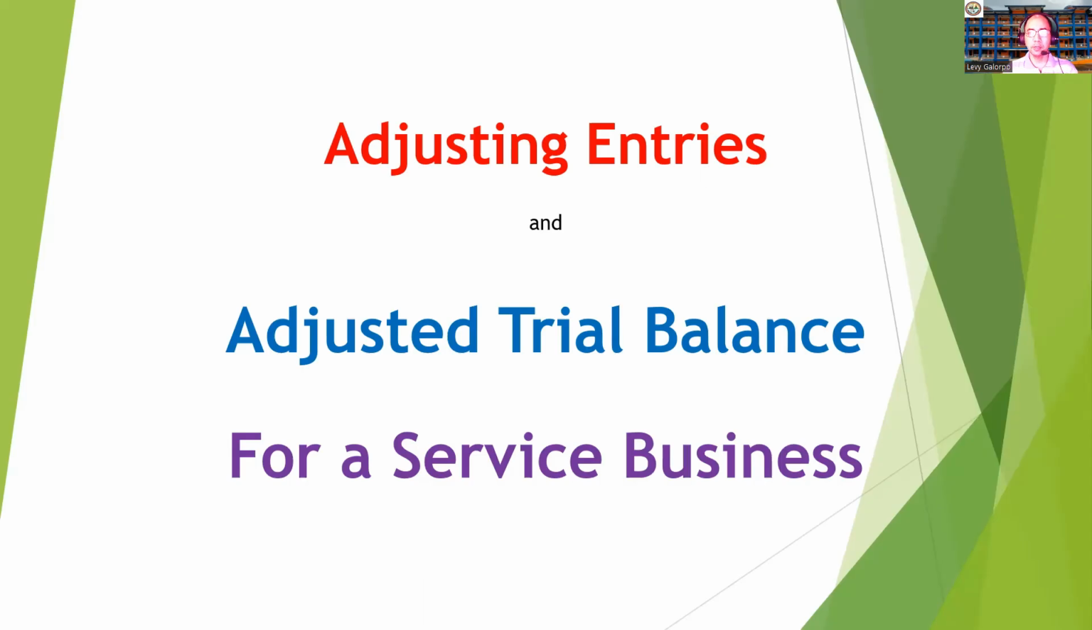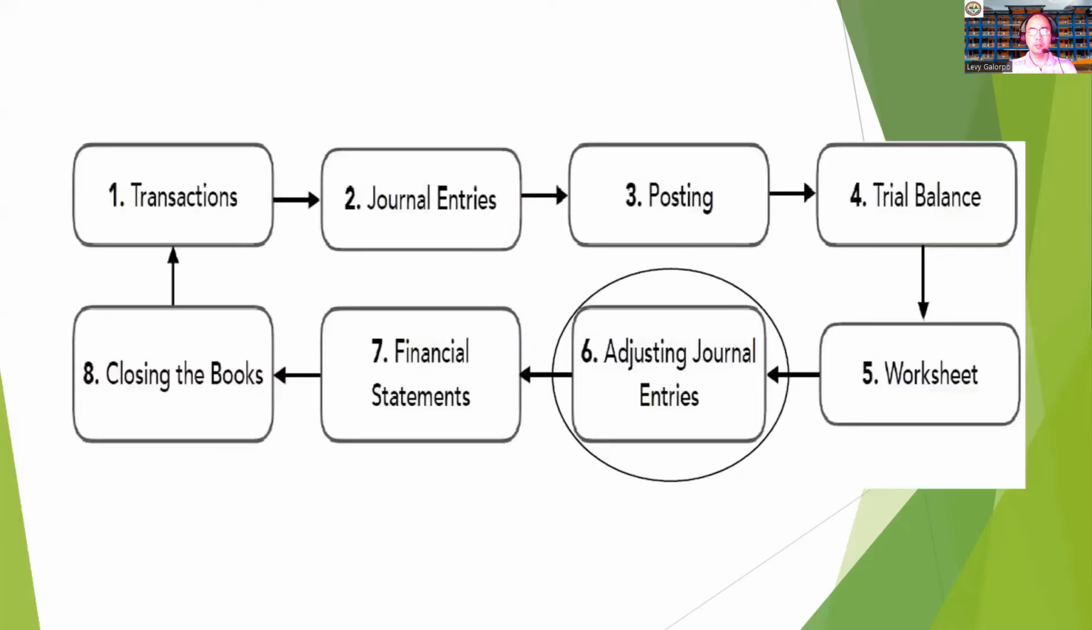Good day, class. Our topic for this week is already for the fourth quarter, and this is still the continuation of our accounting cycle for a business service. So far, we have already tackled about the four steps in the accounting cycle, namely the transactions, the journal entries, posting, and trial balance. Now, the fifth step is worksheet. And the sixth step is adjusting journal entries.